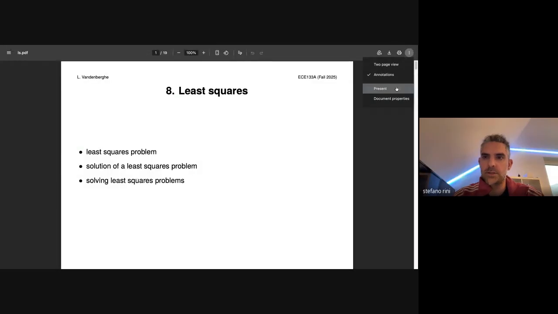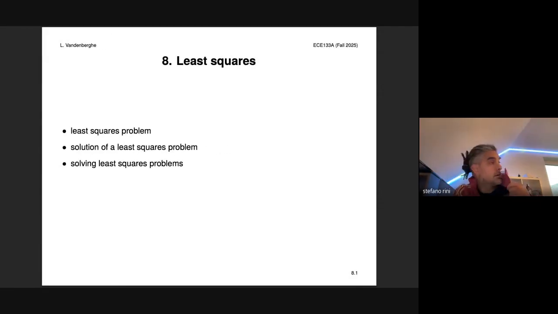Okay, good. So now we move to least squares. The idea is to finish least squares this week or this couple of weeks, and after that, as I said, we go to PCA, principal component analysis, and there we're going to do a lot of matrix decomposition.